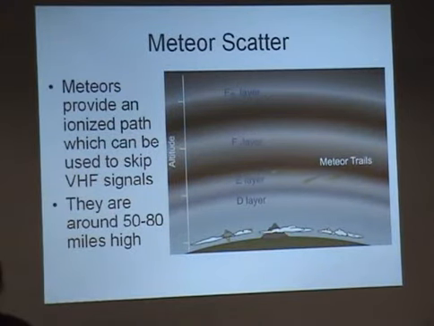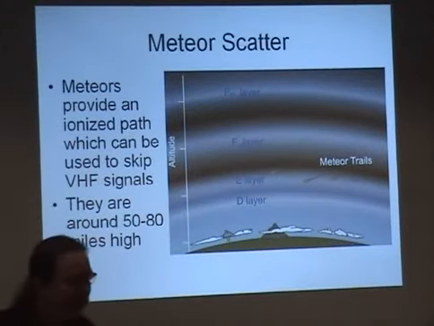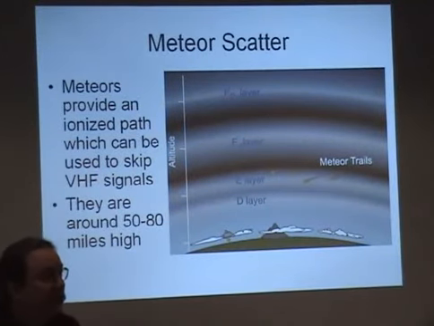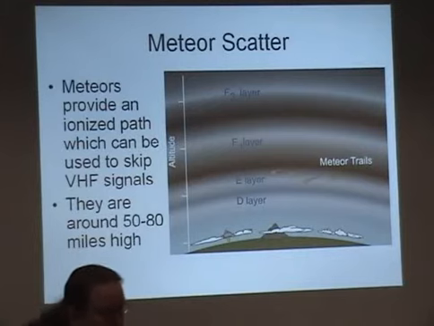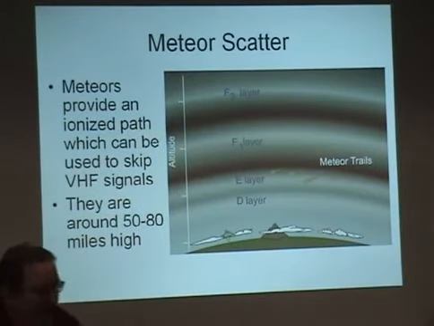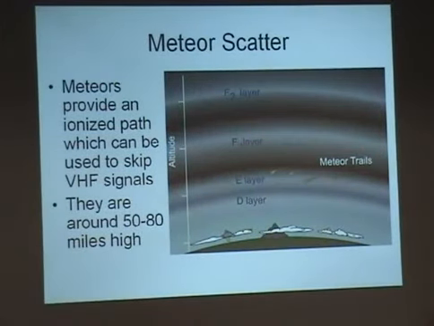Oh, and meteor scatter. My friend really had fun with this, and this is about the E layer height, so about 50 to 80 miles. So if you're doing meteor scatter, you're right at the E layer. And like I said, my friend was in Albuquerque, New Mexico, just south of Albuquerque, and he worked someplace in western North Dakota.